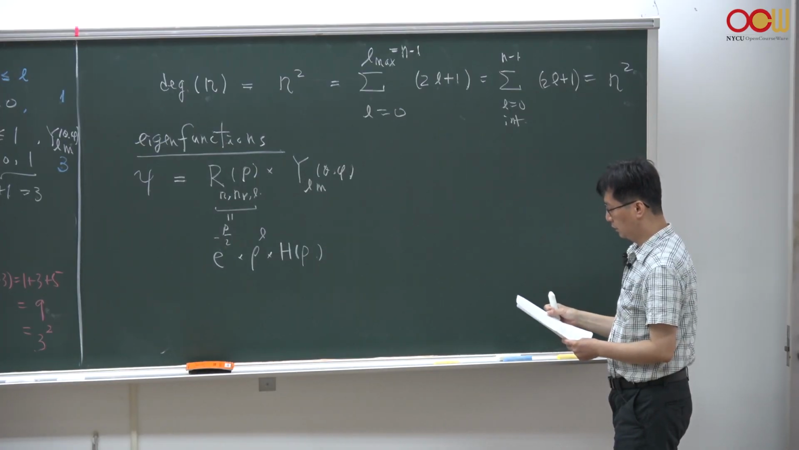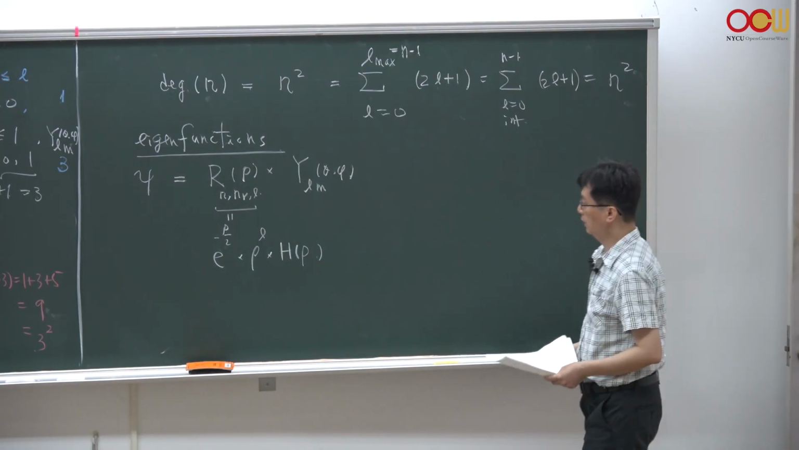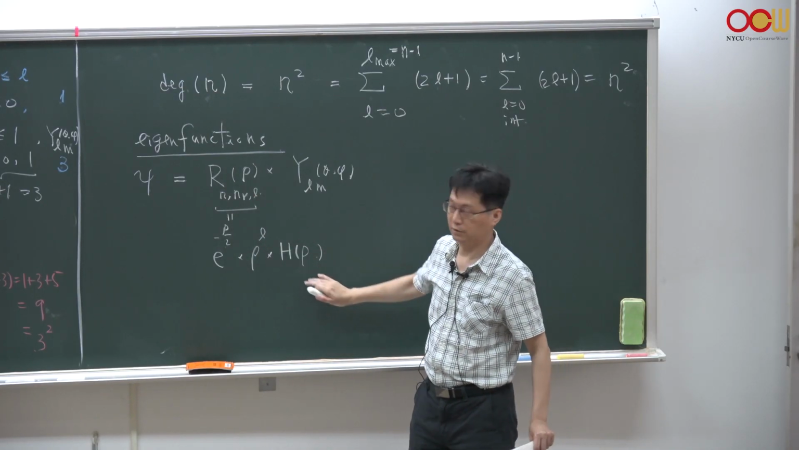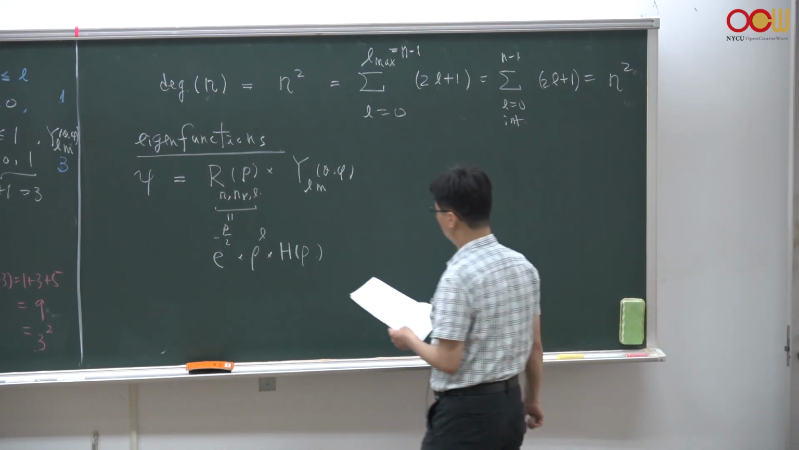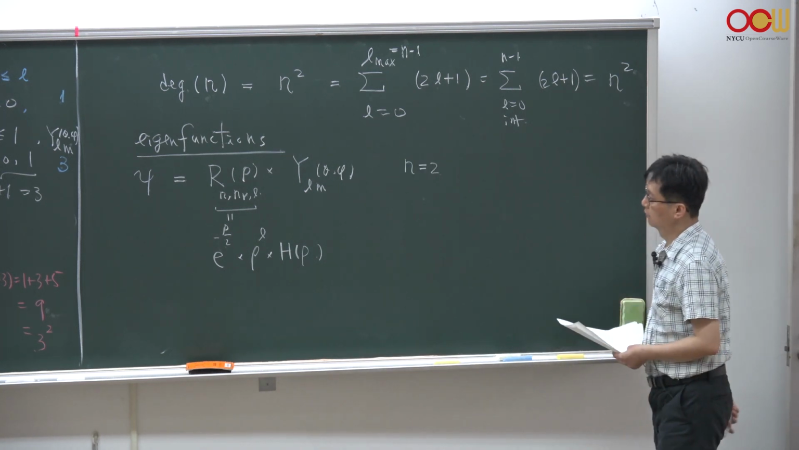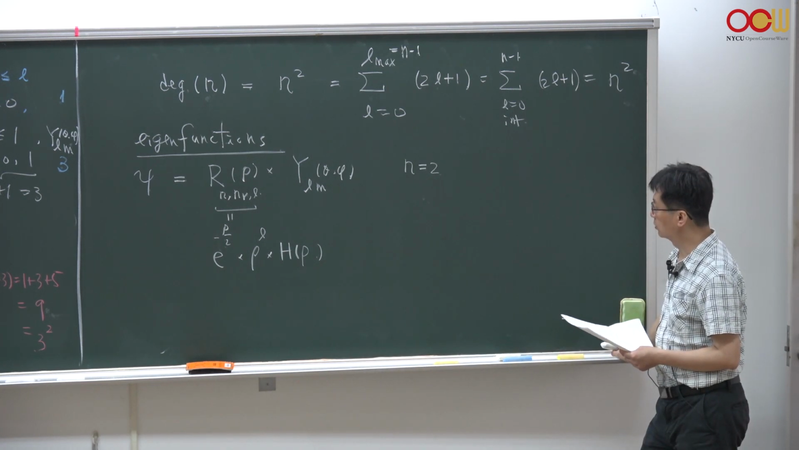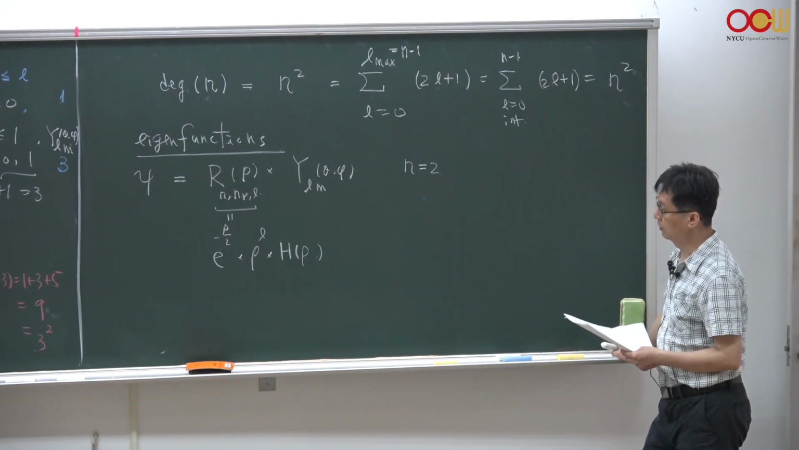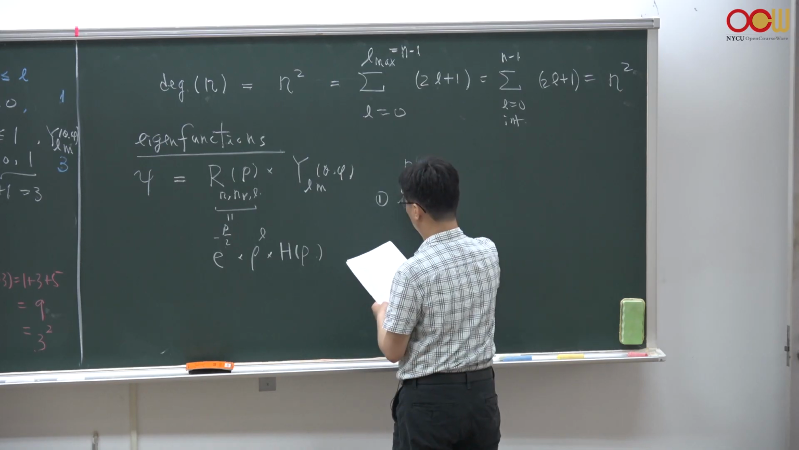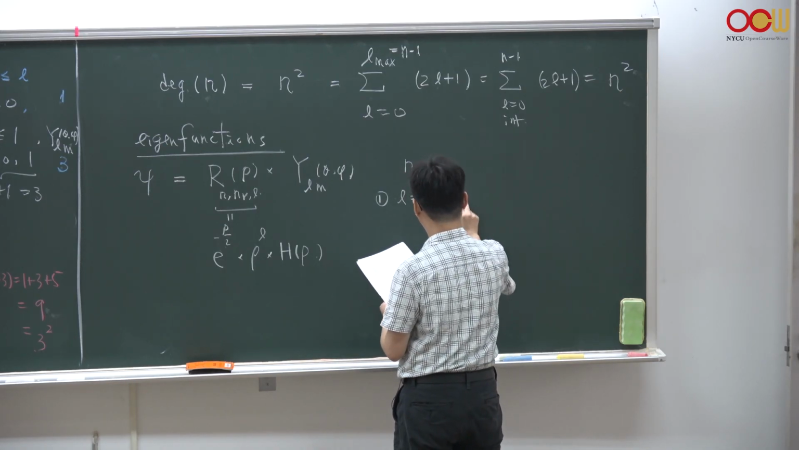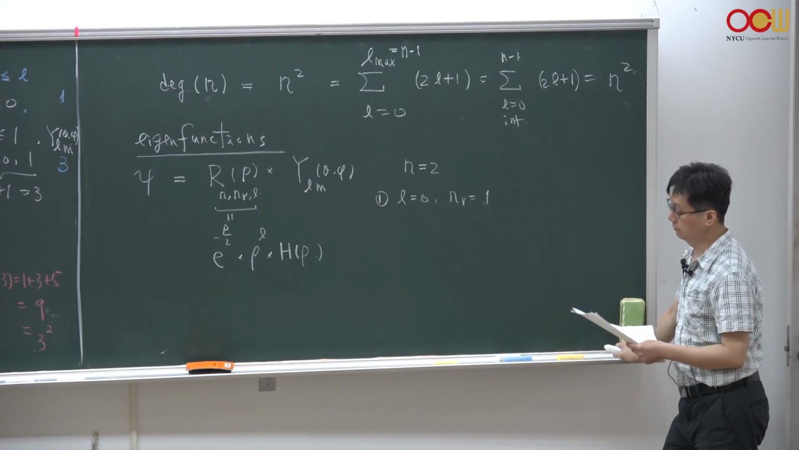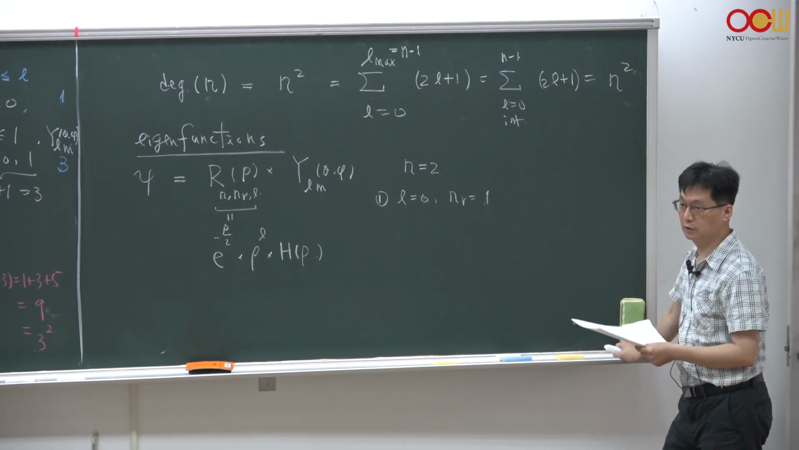And therefore, the remaining task is to find out what this capital H polynomial is. So let's do it for a simple case. Suppose that we look at the easiest possible excited state, which is the first excited state. When n equals 2, you get two situations. One is L is 0, but nr is 1. In that case, you could very easily figure out this H function.